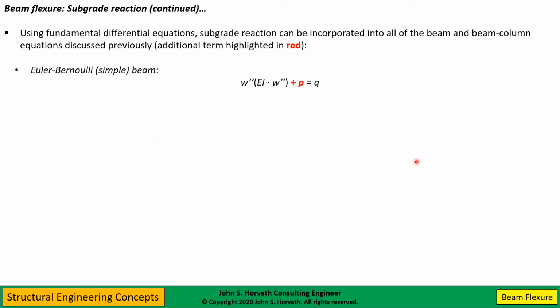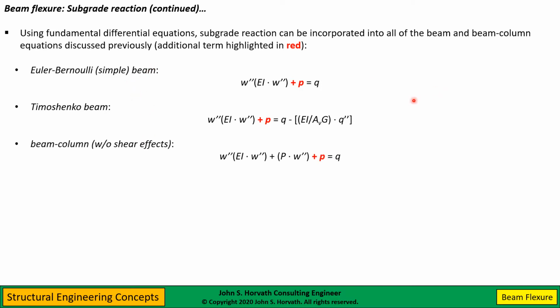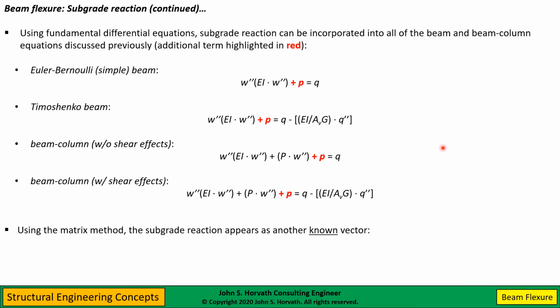Now, of course, we can add the subgrade reaction to these various beam equations we've talked about, and you can see by highlighting in red the effect on a simple beam, a Timoshenko beam, a beam column without shear effects, a beam column with shear effects. And if we want to use the matrix method, the subgrade reaction appears as another known vector. And I emphasize known here because, as we'll see in the subsequent segments on subgrade modeling and subgrade models, the fact that P has to be known becomes quite important.